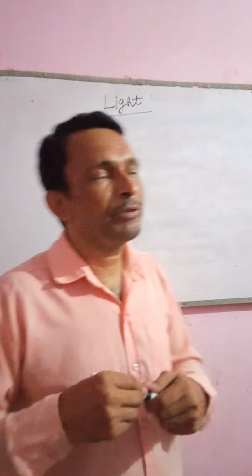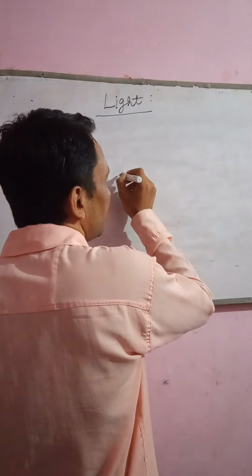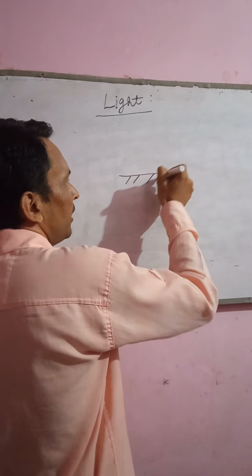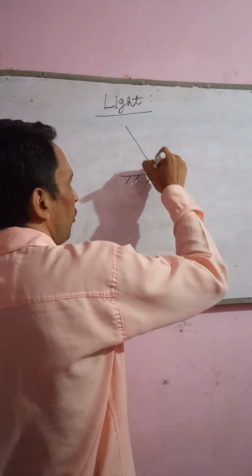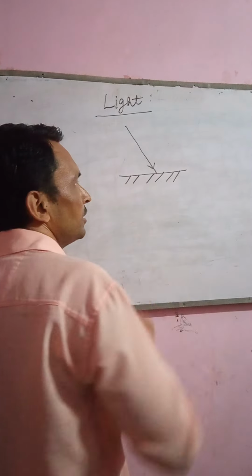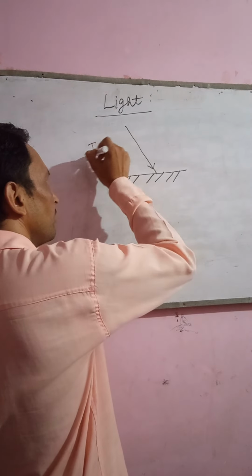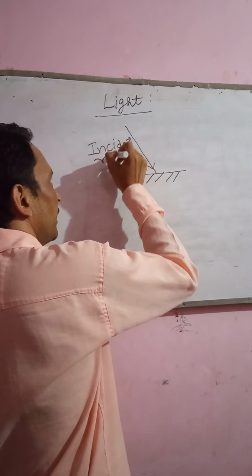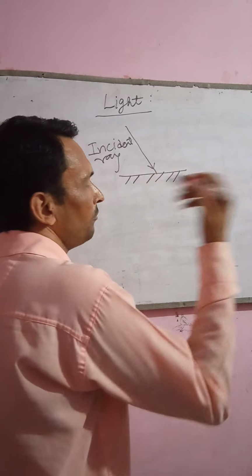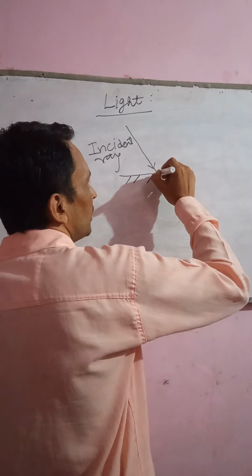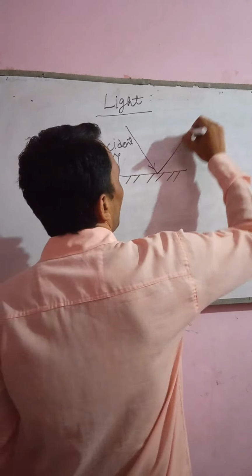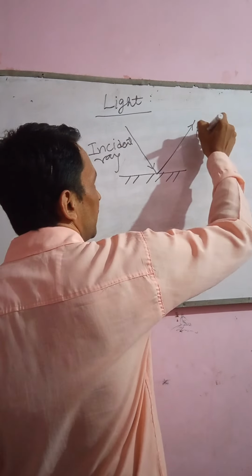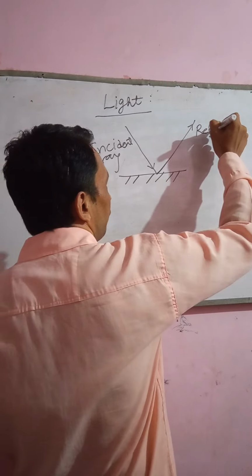You can easily understand this phenomenon. Suppose this is an object and a light ray falls on it. This is known as the incident ray. Incident ray. And after bouncing back from the surface of the object, this ray is named the reflected ray.